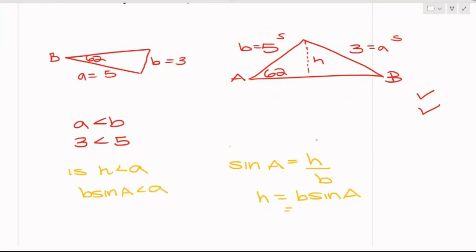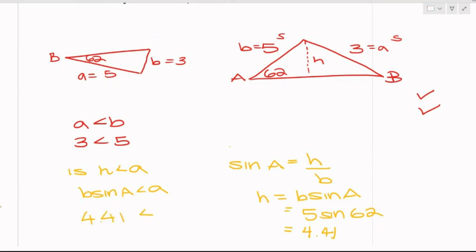Okay, let's calculate this. What's B? B is 5. Sine of A, angle A is 62. I need my calculator. Hold on. Okay, I'm just punching this into my calculator. I'm checking I'm in degree mode on my calculator. So 5 sine 62 is 4. Ooh, what is it? What are you guys getting? 4.41.